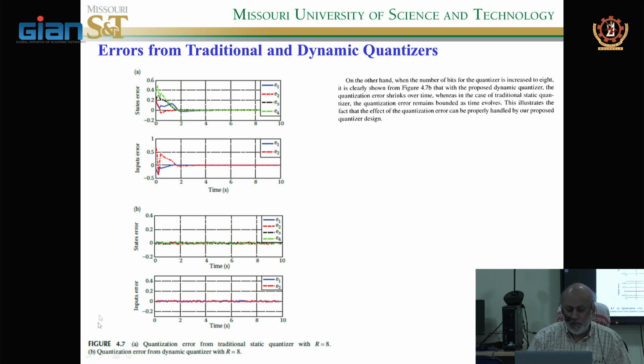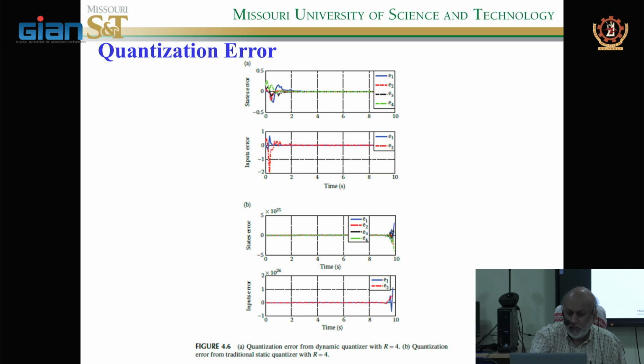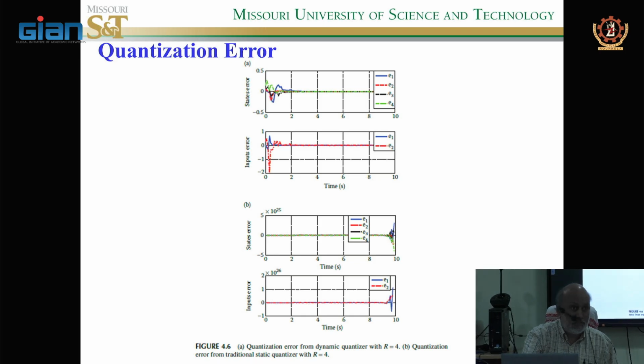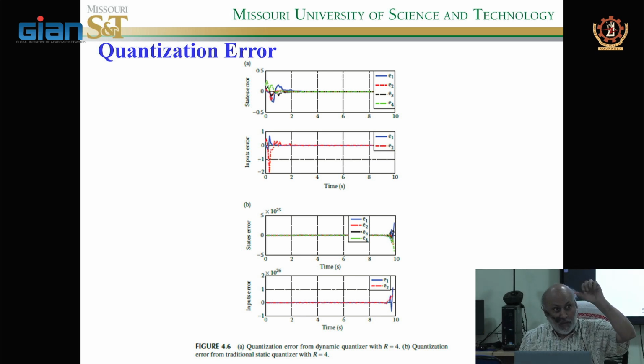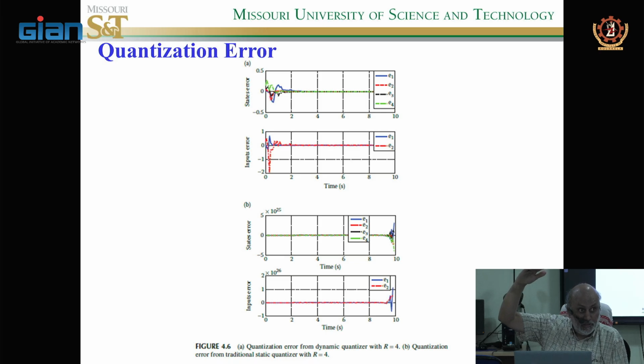Now look at the other one, the dynamic quantizer. It's perfect. You see? As you increase the number of quantization bits, the errors are much better than even our own quantizer with 4 bits. And that's what I was trying to tell you. As you increase the number of bits, the quantization error comes down, and we know that the error is typically bounded. But because of saturation, that bound can be large. You see? That bound can be large.